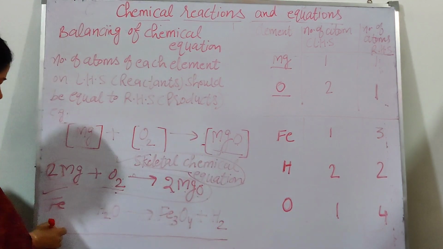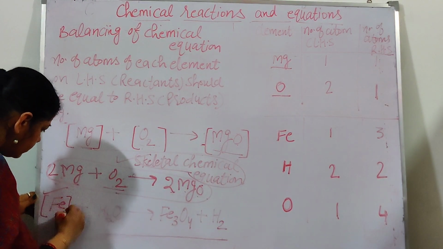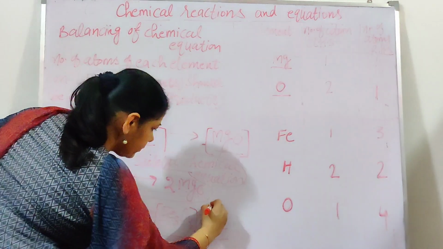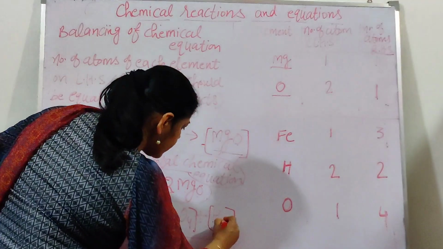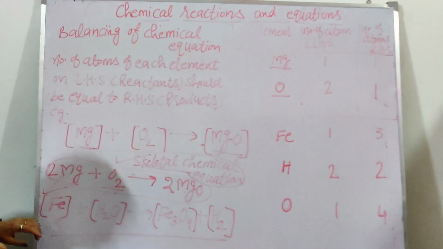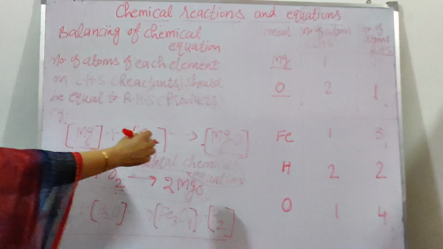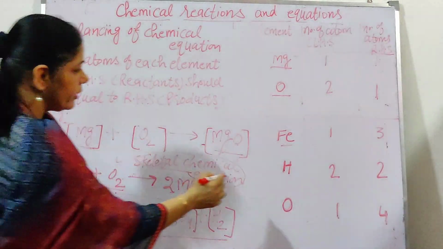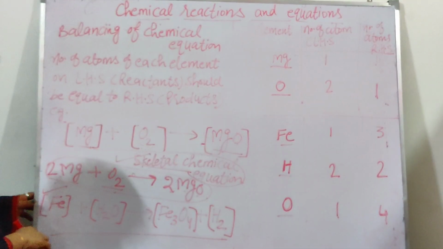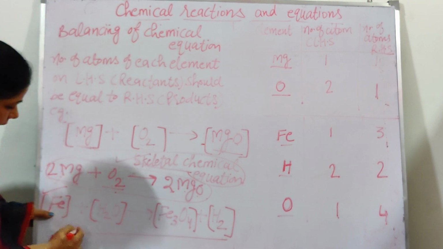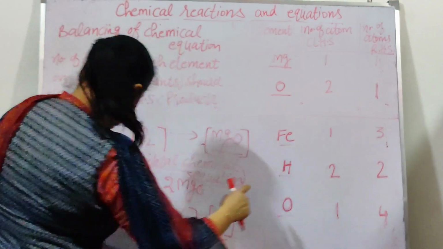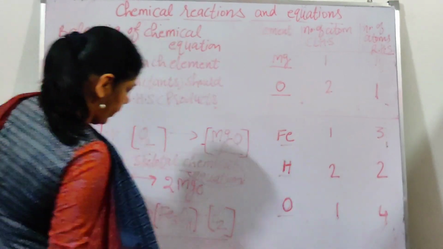If I balance this chemical equation, the first step I will do is put all this in brackets so that I can't make any change inside these brackets. Then I will write each element that takes part in the chemical reaction. Here the first one is iron, Fe, second is hydrogen and the third one is oxygen. Now let's check the number of atoms. Fe on the reactant side, number of atoms 1, hydrogen number of atoms 2 and oxygen 1.